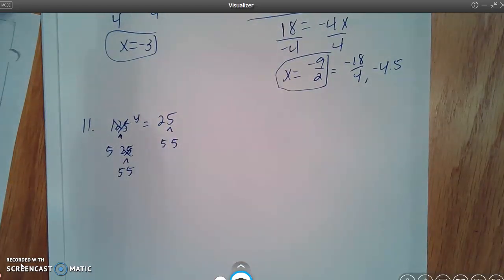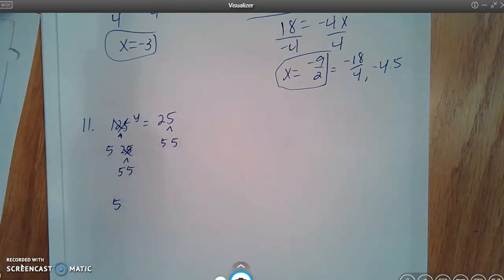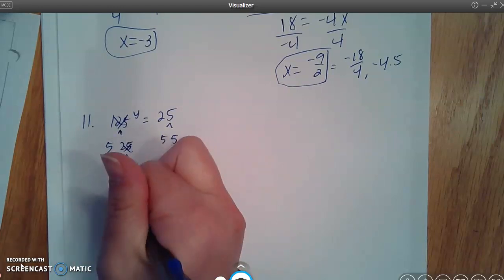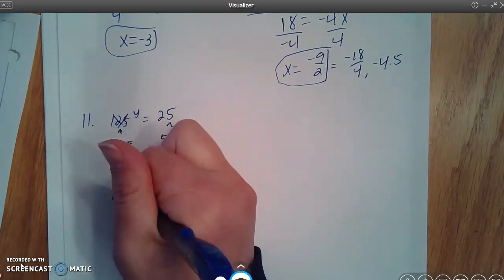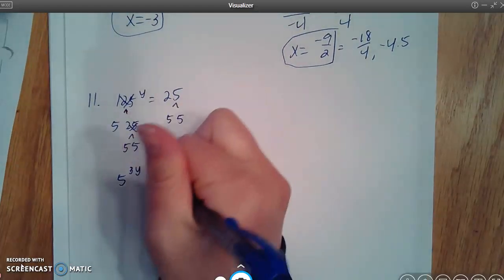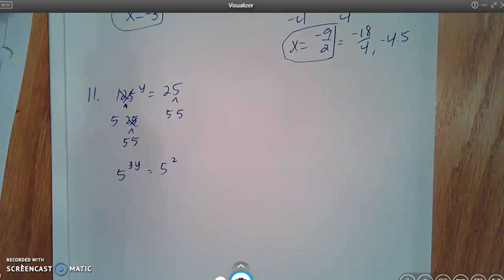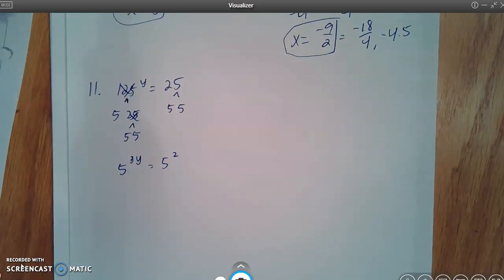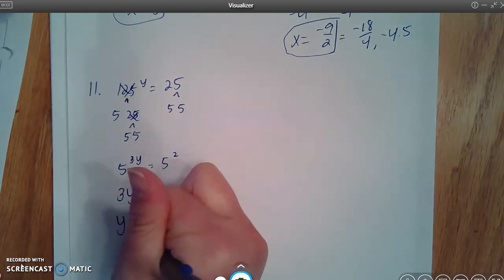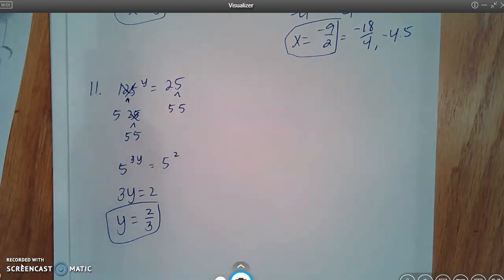So if you notice, everything can be rewritten in terms of 5s. Now, if you know this, you don't need to go through and do your factor trees. I'm just trying to show people this is where the numbers are coming from. So if you know it, great. If you don't, factor them down. 125 has 3 5s, so it's going to be 5 cubed. And then I also have that y, and those would get multiplied together. So you're going to get 5 to the 3y. 25 gets rewritten as 5 squared. So now I can go through and simplify this and get 3y equals 2. So y equals 2/3.